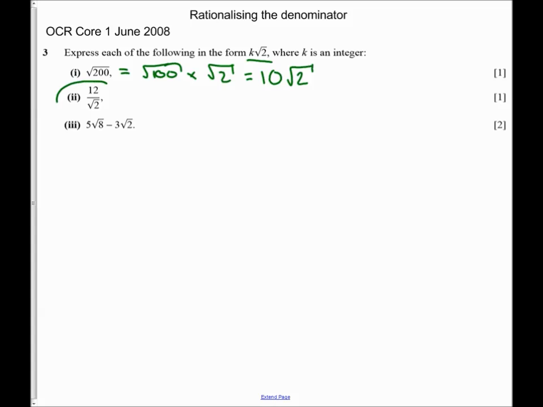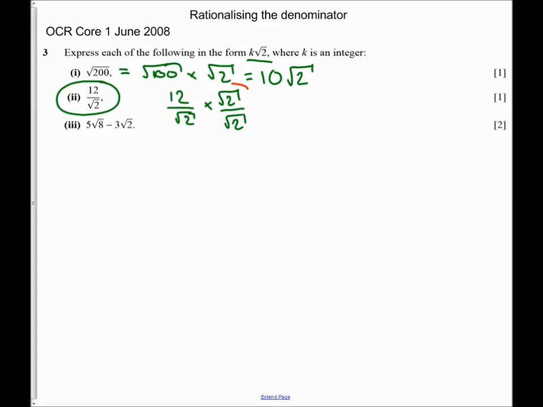And I've got it in the form of an integer, my k value being 10, times root 2. Now on this one, it's a little bit harder because I've got the square root on the bottom, and this is what we call rationalizing the denominator. I want to remove the square root from the bottom of my fraction. To do that, I'm going to multiply top and bottom of my fraction by whatever's on the bottom of it. So I've got the square root of 2 on the bottom, I'm going to times it by the square root of 2 over the square root of 2.